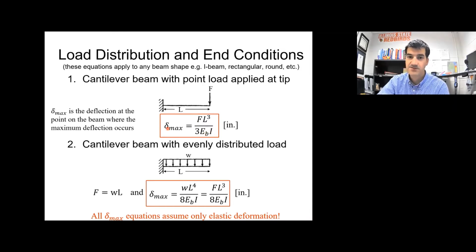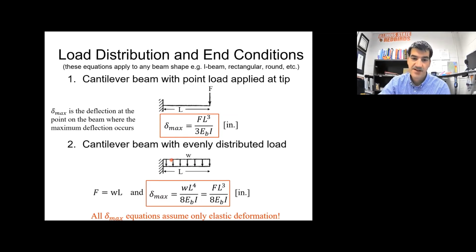So that's the form that you would use to calculate the deflection for a cantilever beam with a point load applied at the tip: 1/3 FL cubed divided by EI. You'll see that a lot of these are going to look really similar. Now let's say we have a cantilever beam with an evenly or uniformly distributed load across that beam.